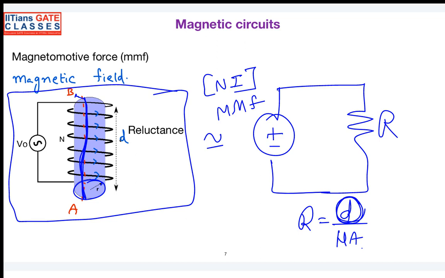Quickly, what is the unit of reluctance? Just now you can see Ohm's law only, you can tell. Magnetomotive force is equal to reluctance times the flux. So the magnetomotive force is nothing but N into I. Right? Now can you tell what is the unit of reluctance now?